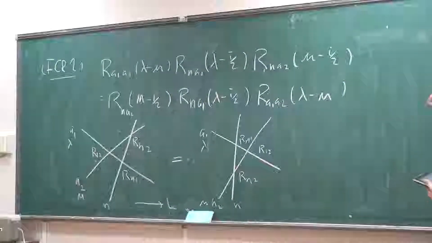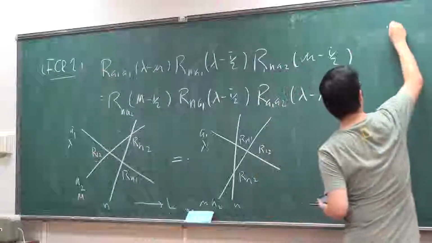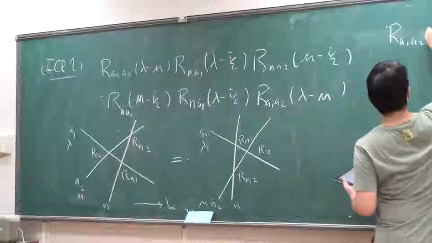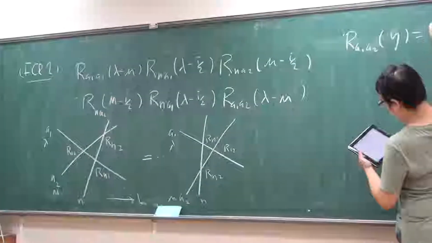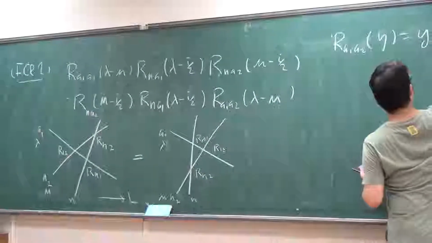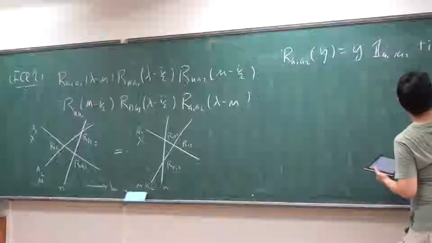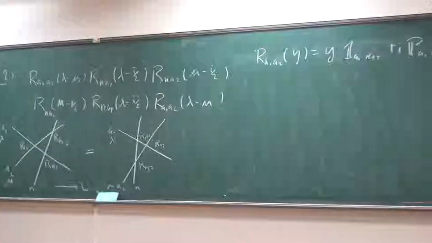So that's what this fundamental commutation relation actually means. So just write down again what the R matrix actually is.